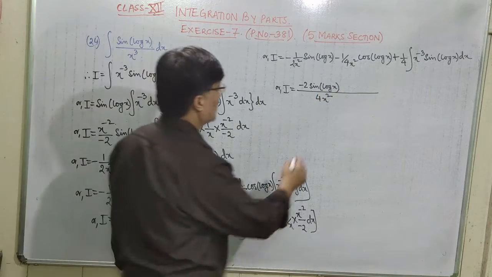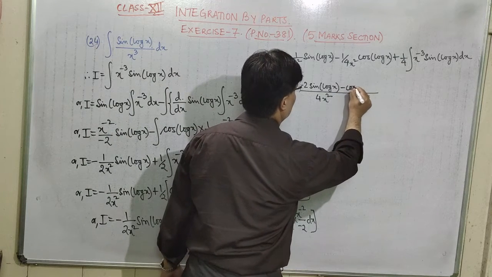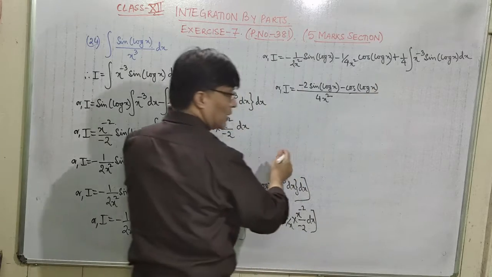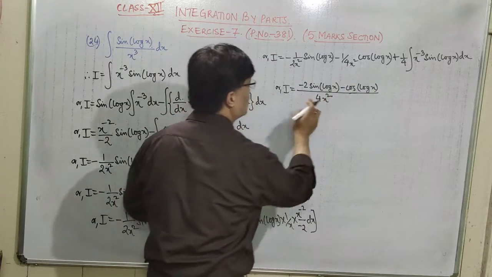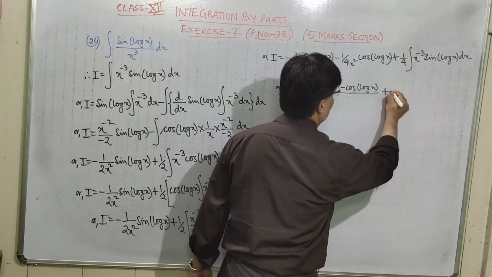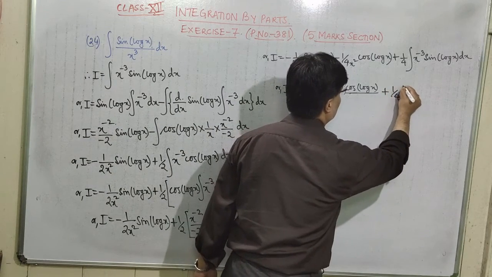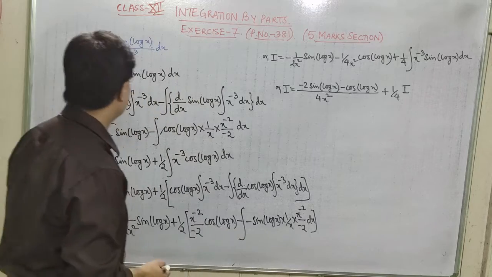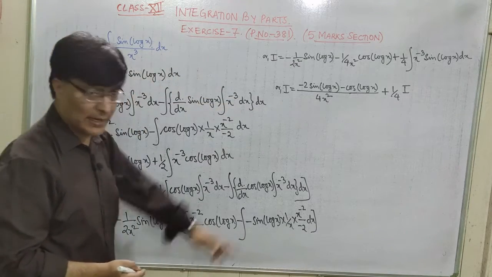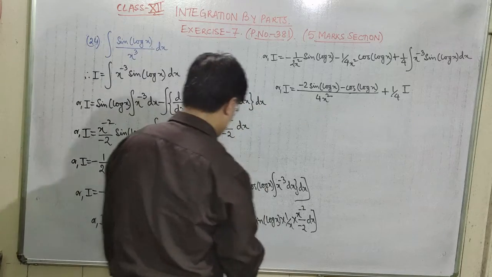Minus 2 sine of log x, then minus cos of log x. Now this 4x square divided by 4x square, that is 1. So it is minus cos of log x plus 1/4 into, this is your I. That is integration of x to the power minus 3 sine of log x dx. You can write it as I. So I think you have understood it.